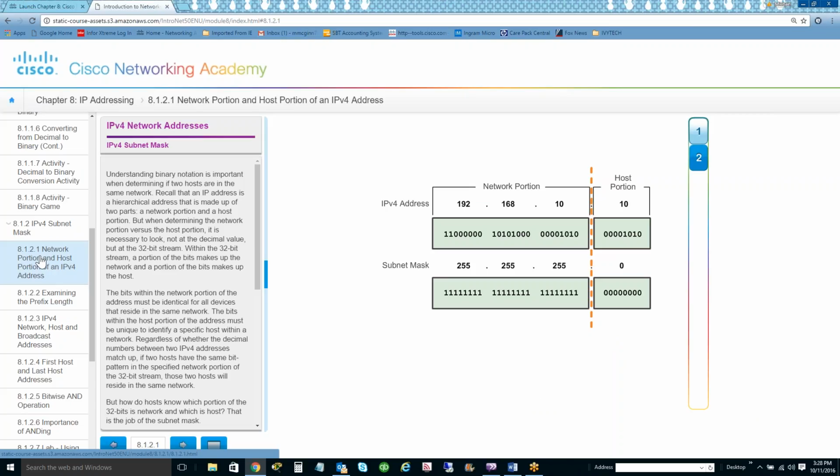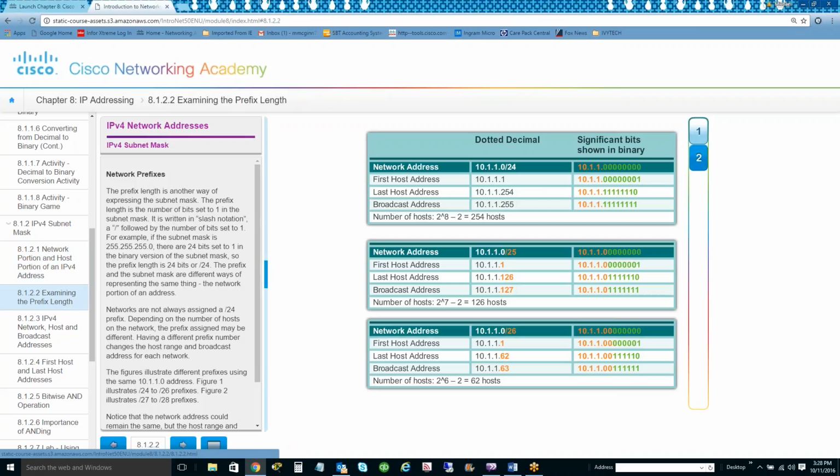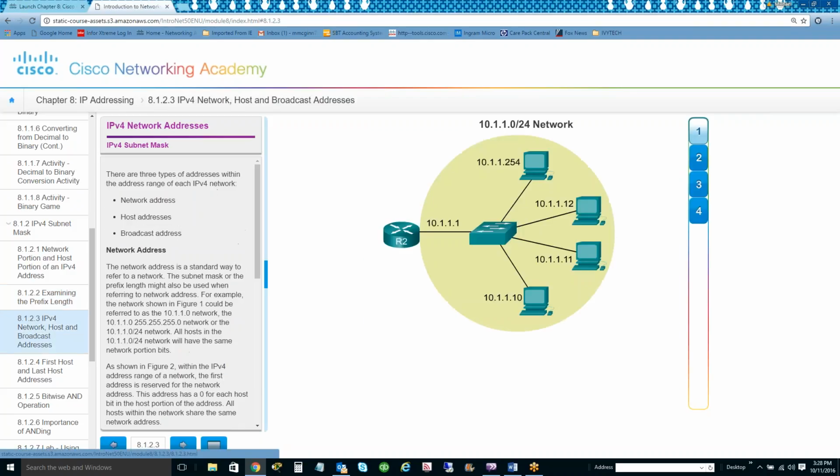In 8.1.2.1 and onward, they talk about the network portion and the host portion of the IP address and the importance of the subnet mask, which I've discussed previously. There are slides that illustrate what I explained here. I think once you conceptually understand what they're talking about, you should be able to read this and understand it.